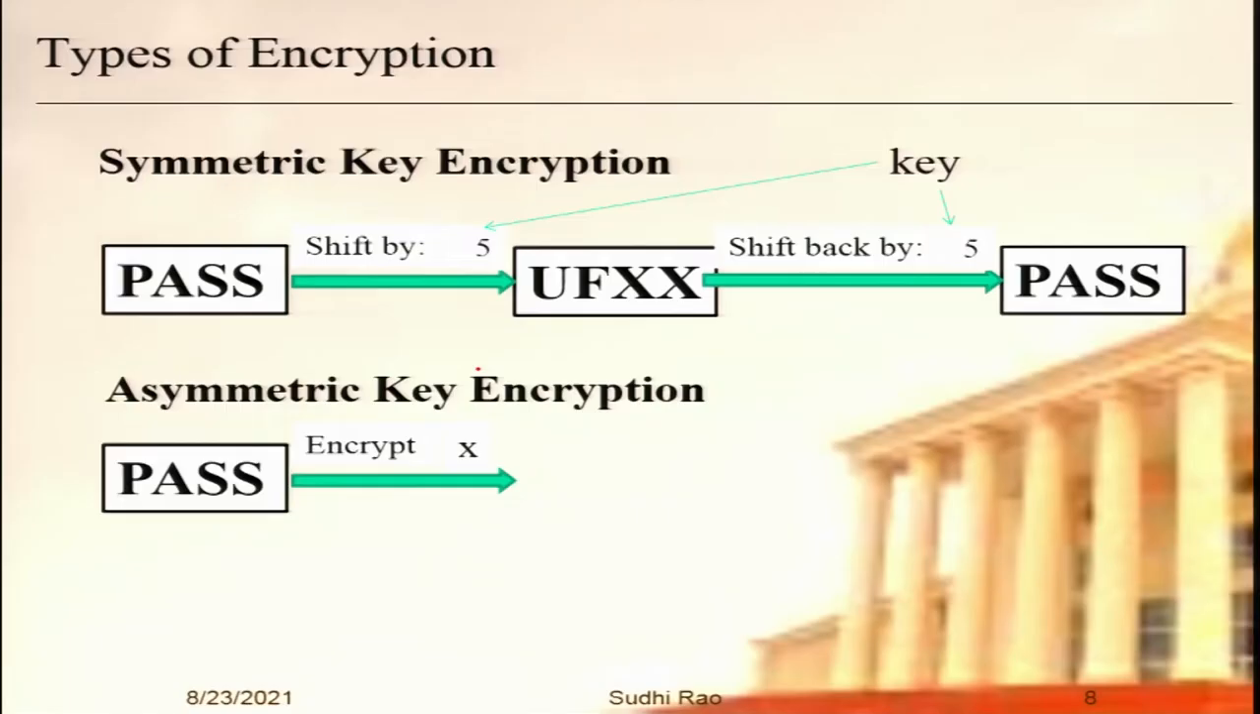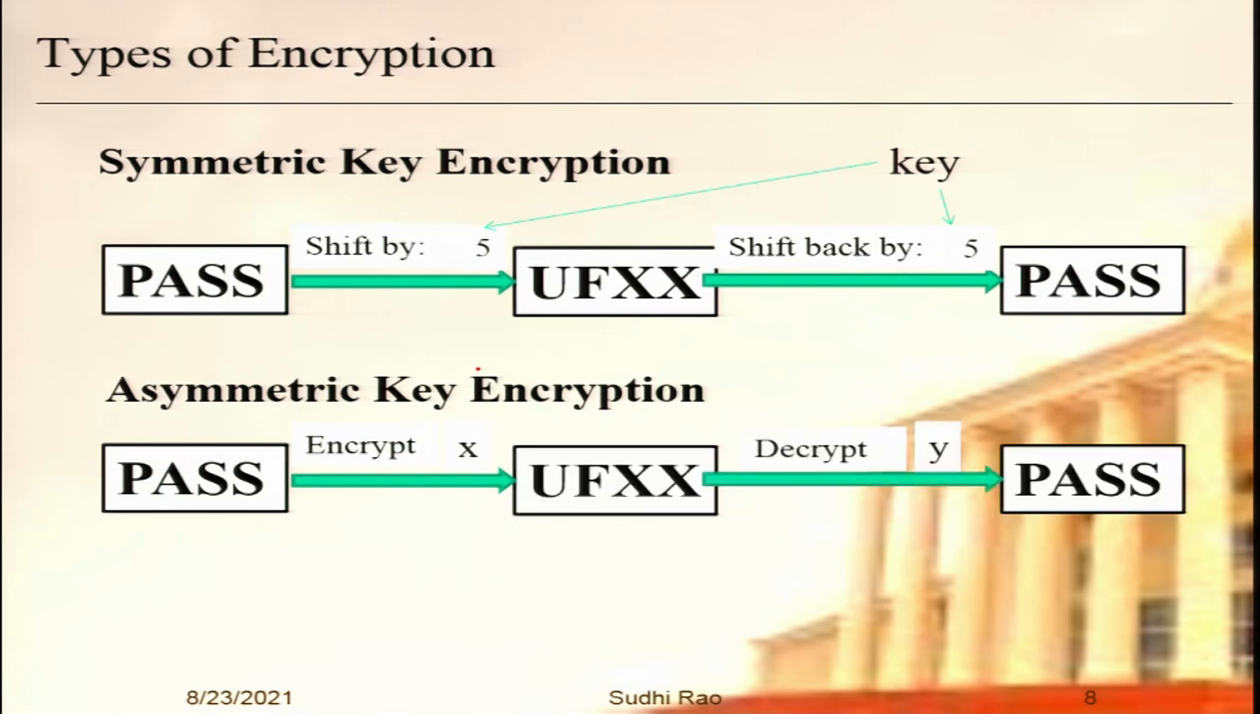So, I want to send a word, and I use an encryption key X. The student receives this string, UFSXS, the decryption key is Y, and he or she can decrypt it and get the original text back. Now, what is the beauty here? For every student I need to generate two keys, and the students also generate two keys. One key everybody keeps secret, and the other key they make public.